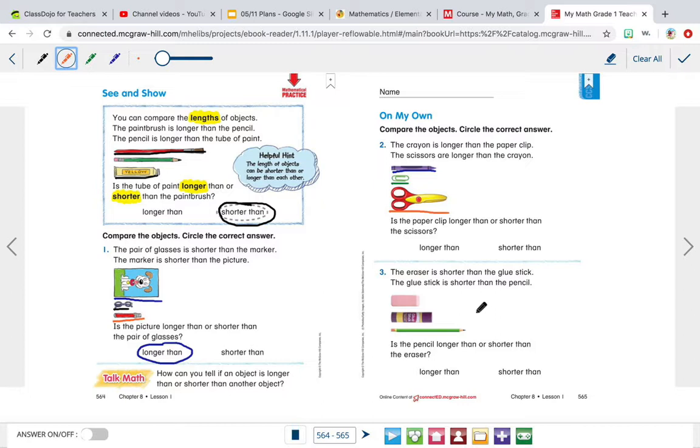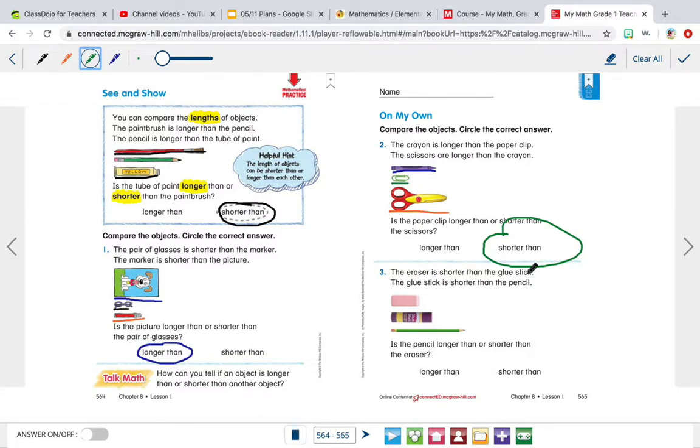All right, we're back. So is the paper clip longer than or shorter than the pair of scissors? Well, look at this line right here and look at this line right here. The paper clip is much shorter than the pair of scissors. So we're going to say the paper clip is shorter than the pair of scissors. Oh, that's a big circle. It's shorter than the pair of scissors because look at this. The line stops right here, but on the scissors, the line keeps going. All right, let's look at number 3.